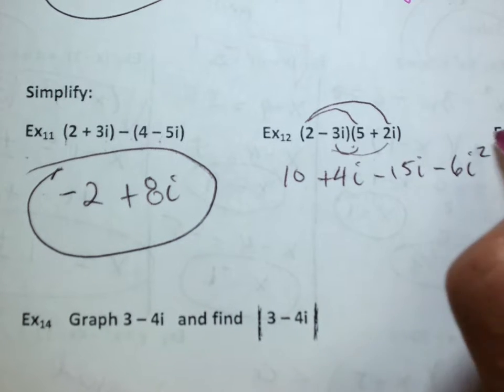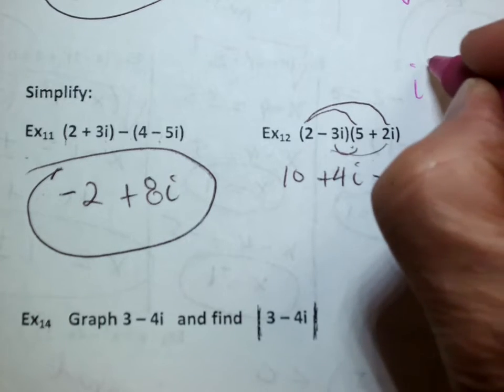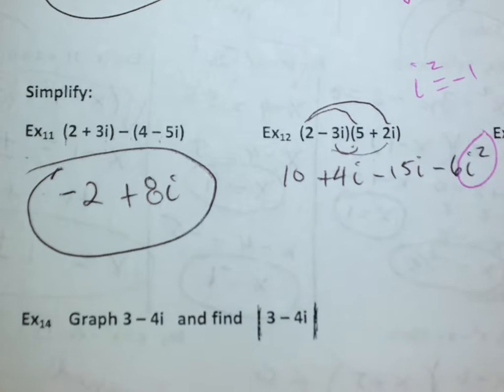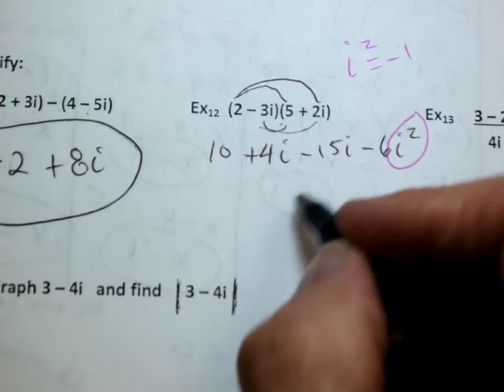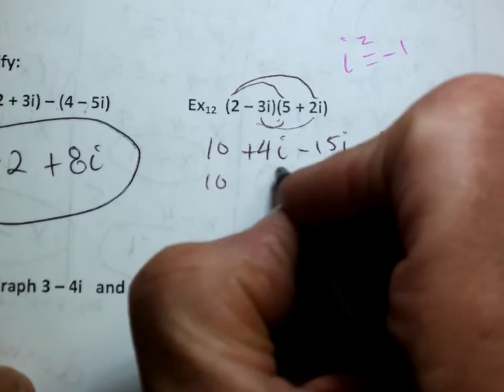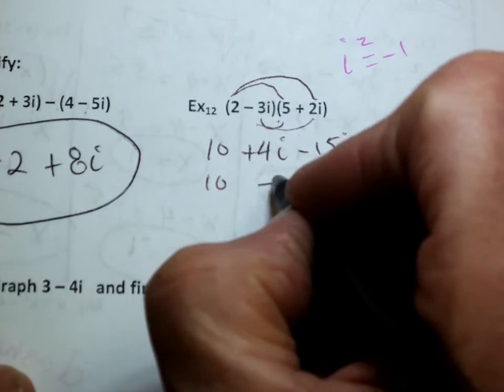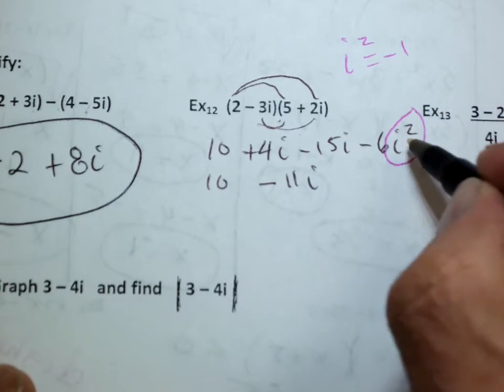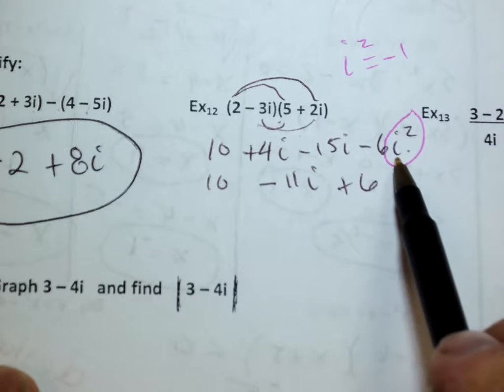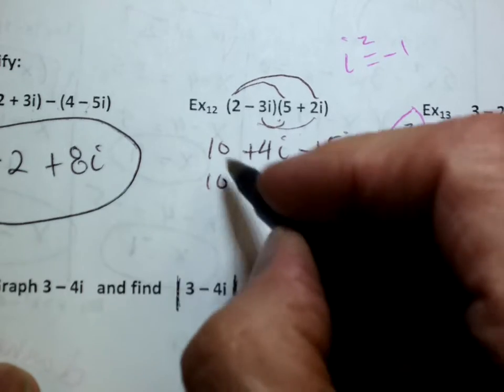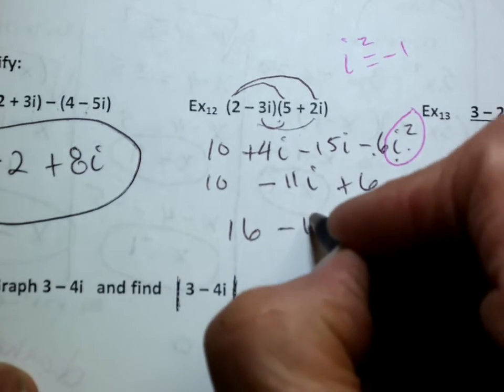Any i squared, we're just going to change to negative 1. So I'll have a 10, and this will be a negative 11i. Negative 1 times negative 6 makes a positive 6. So my answer is going to be 16 minus 11i.